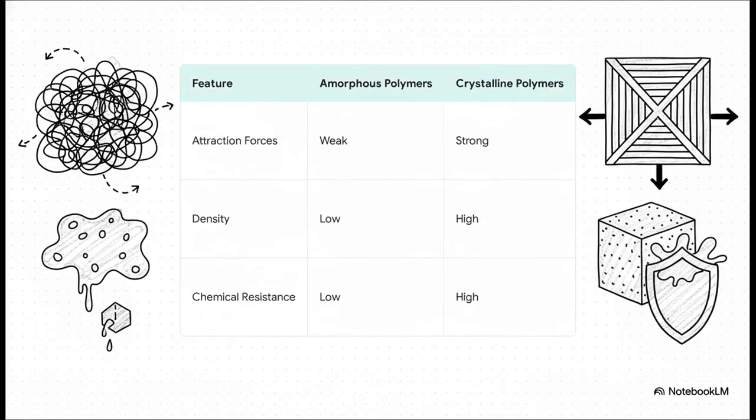Now, why does this matter? Well, this difference in structure has a huge impact on how a fabric feels and performs. That orderly, crystalline structure creates super strong attraction between the chains. That means you get high density and it's really tough against chemicals. On the chaotic amorphous side, the forces are weaker, the density is lower, and it's way more vulnerable. This is literally where the personality of your fabric is born.